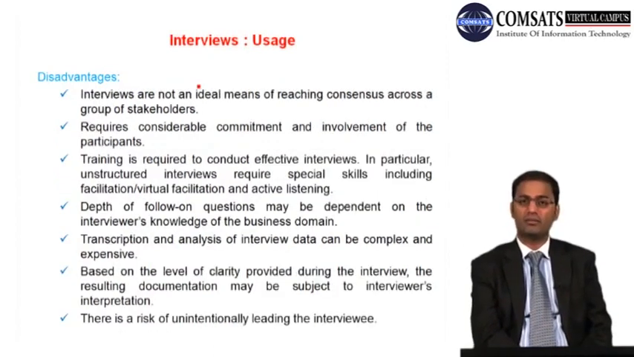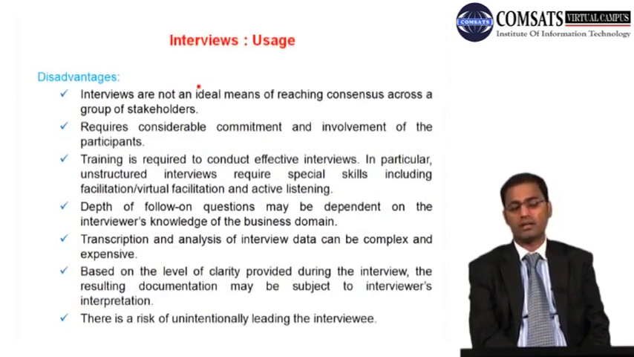And then there is a list of disadvantages of interviews. Interviews are not an ideal means of reaching consensus across a group of stakeholders. They require considerable commitment and involvement of the participants. Training is required to conduct effective interviews. In particular, unstructured interviews require special skills including facilitation, virtual facilitation, and active listening. And the depth of follow-on questions may be dependent on the interviewer's knowledge of the business domain.